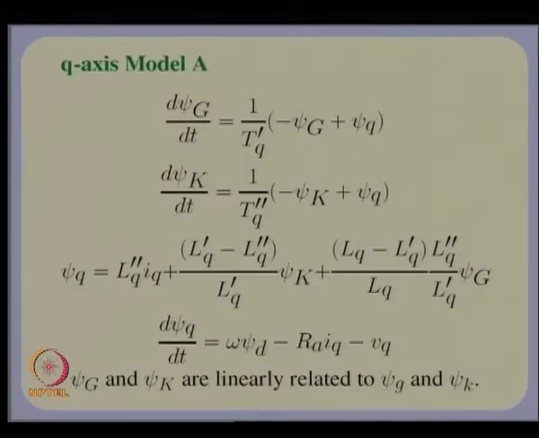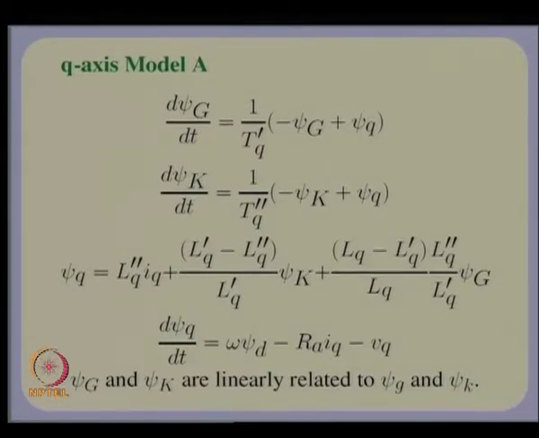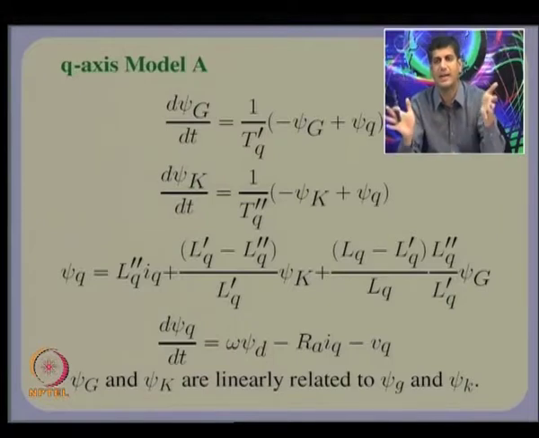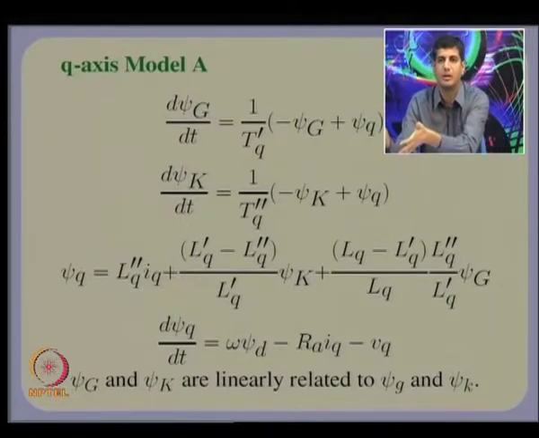So, our q axis model A, we can actually use this model, the q axis model. Note that it also includes the differential equation of psi q: d psi q by dt is equal to omega psi d minus R A into I q minus V q. This model can be used directly now for the q axis. If you have got the standard parameters given to you, you just use this model.